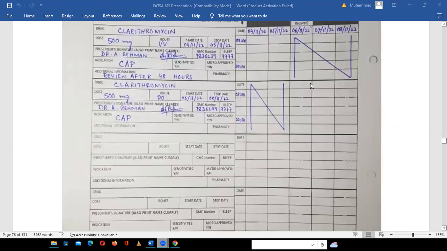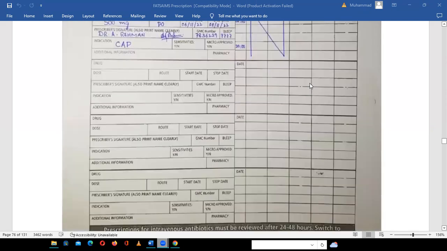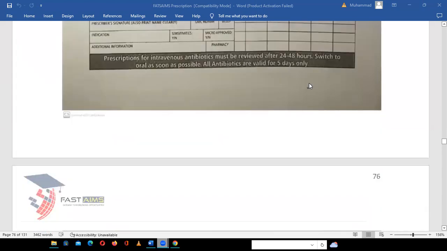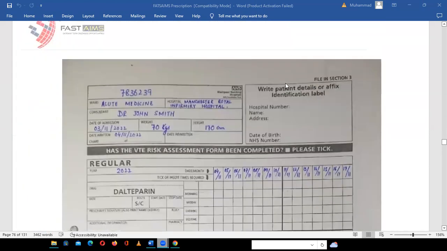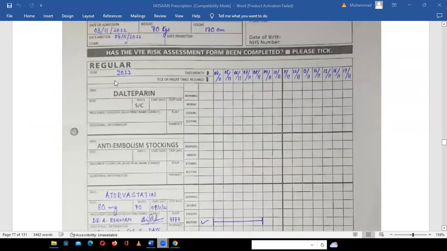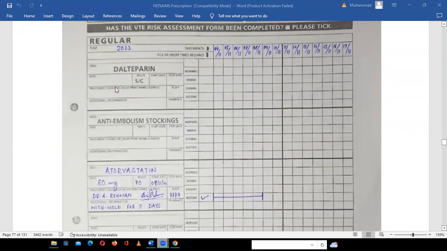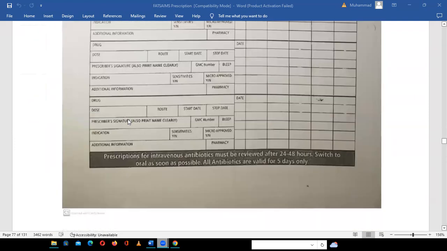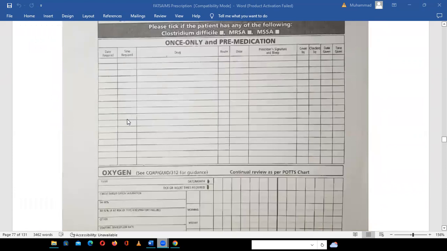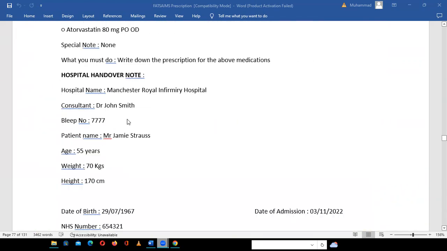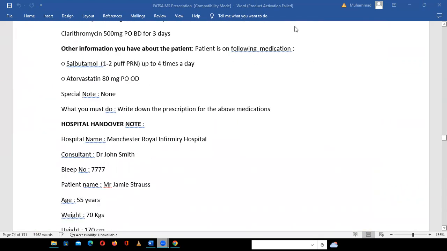So let's move further. If the patient is taking any regular medications or as required medication, as you can see here, again the same label. I've written the dates here, the year. Do not forget to mention the year over here. And the key point in this prescription is that the doctor consultant has asked you to prescribe clarithromycin, but the patient is already taking atorvastatin. He's on regular medications as well. So he is taking atorvastatin.